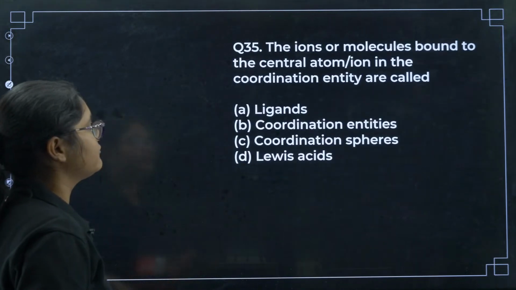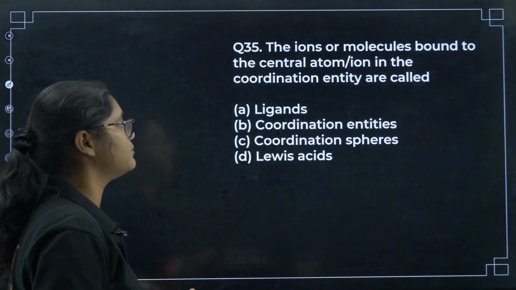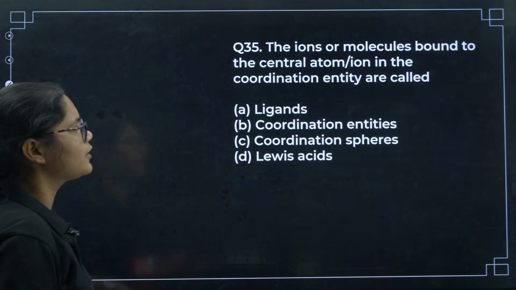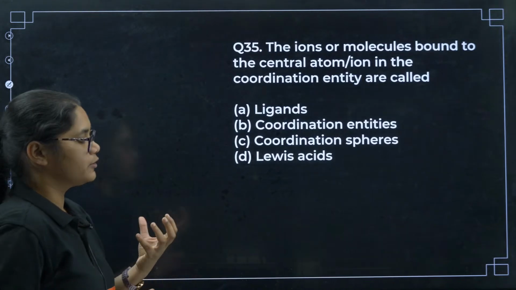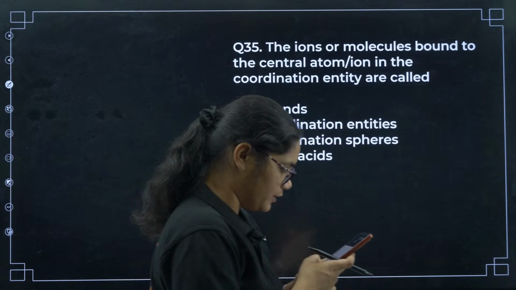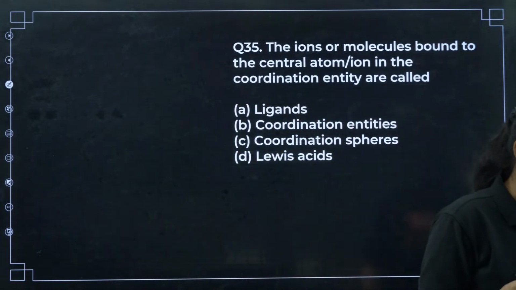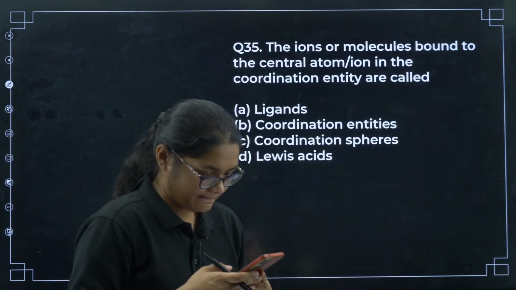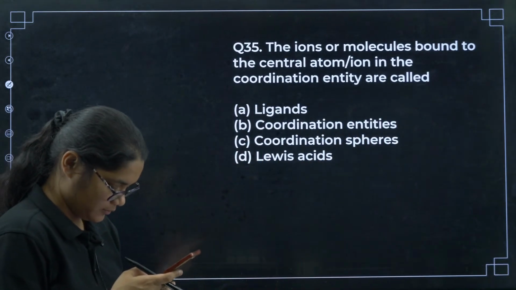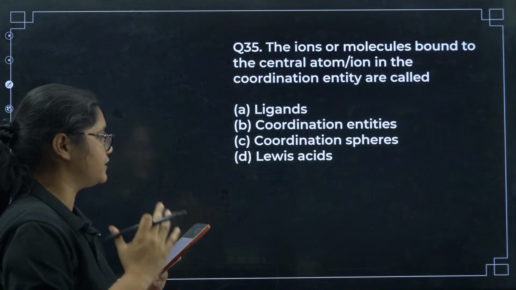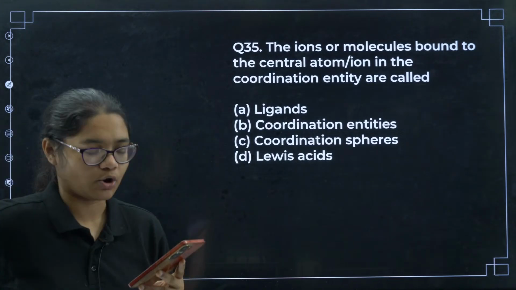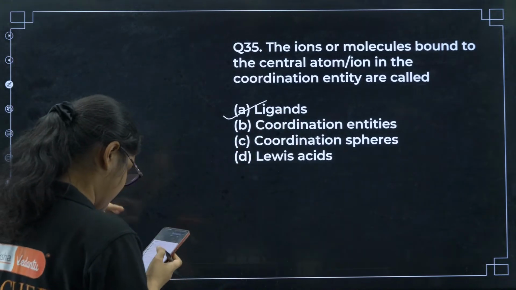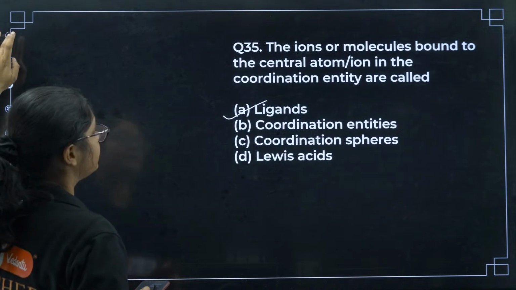Next, question number 35. The ions or molecules bound to the central atom or ion in the coordination entity are called as. What are the ions or molecules bound to the central atom called as? Yes, this is a very simple question. Direct definition based. Is it ligands, coordination entities, coordination spheres, or Lewis acids? Yes, very good Pradeep. 35A, it is ligands.